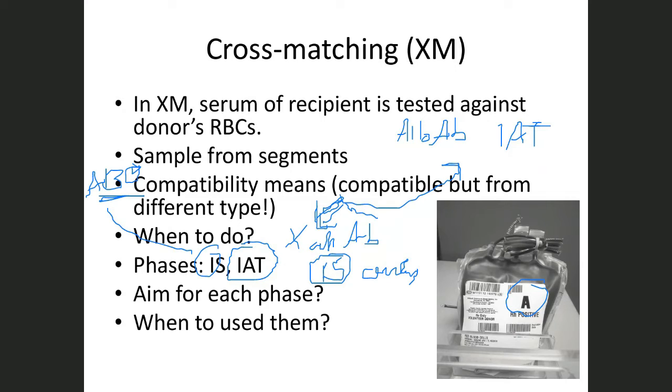This is the main reason: a labeling error. So there is an error in labeling. But it is very, very rare. However, it may happen. We'll discuss it later inshallah, when we talk about electronic cross matching. So the ABO incompatibility may happen mainly as a result of labeling error. However, this is very, very rare.